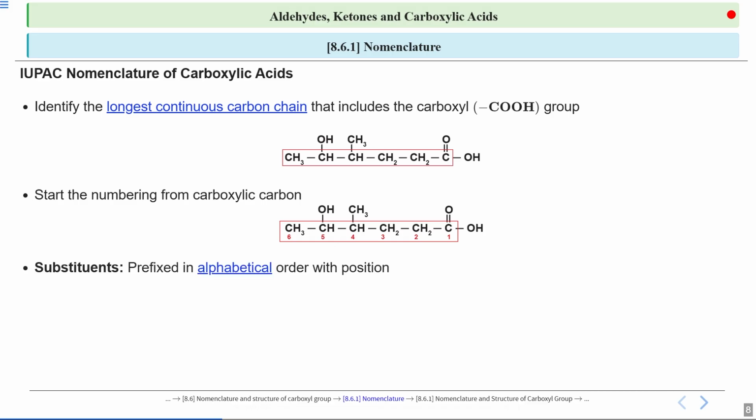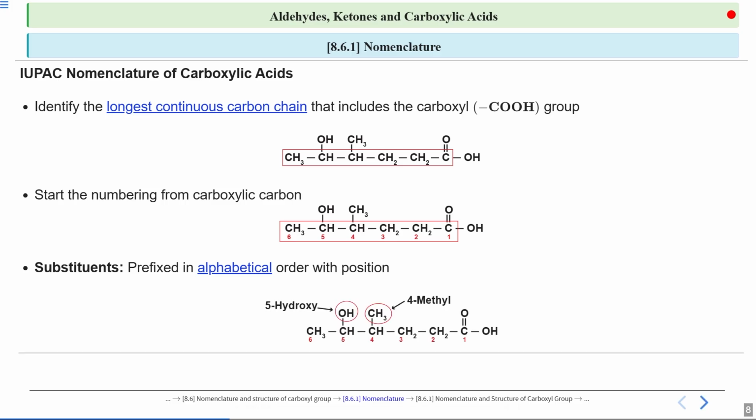The next step involves identifying any substituent attached to the main carbon chain. These substituents are prefixed in alphabetical order along with their position on the chain. Here, on carbon number 4 we have a methyl group, and on carbon number 5 we have an OH group, which is the hydroxy group. Now you will write their names according to alphabetical order.